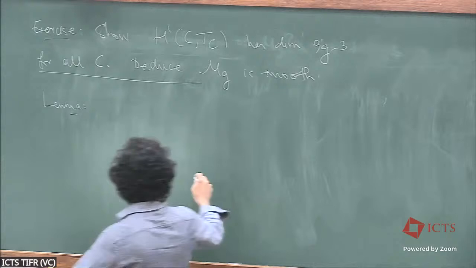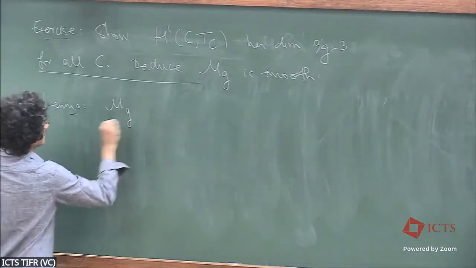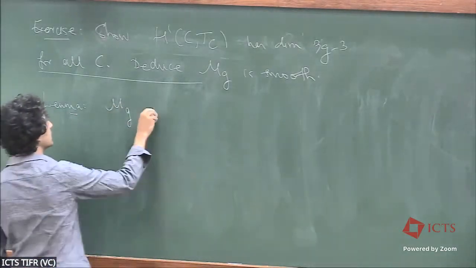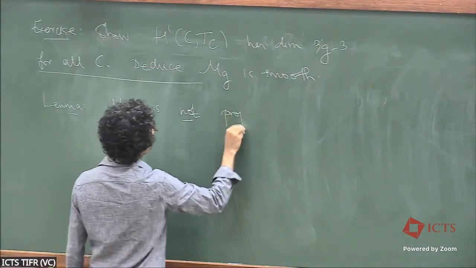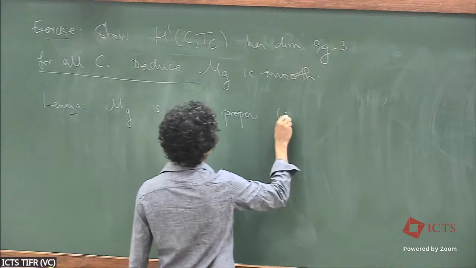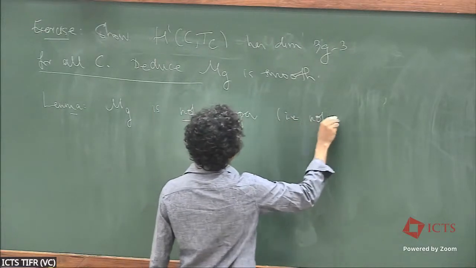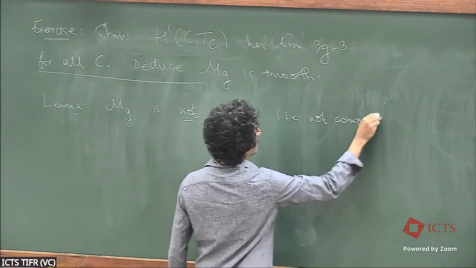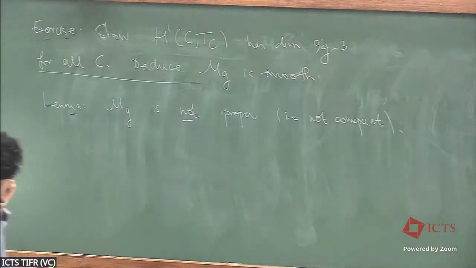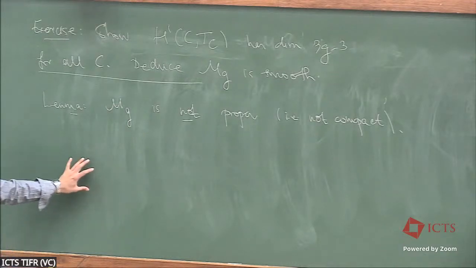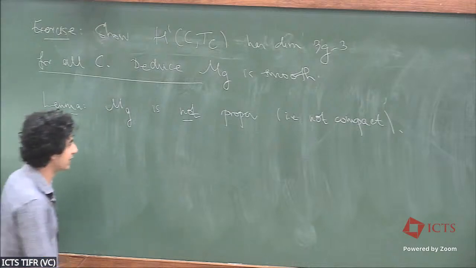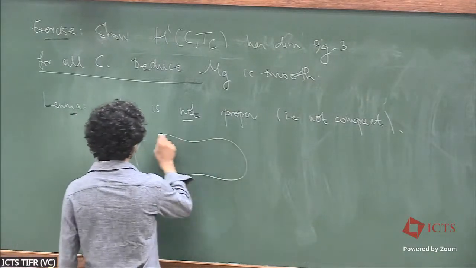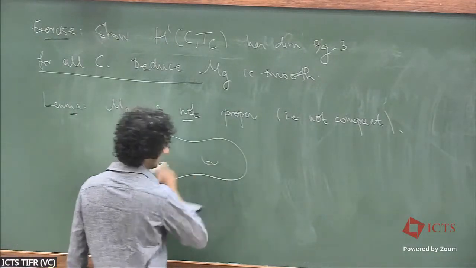Okay, so the lemma I want to state is kind of an elementary fact about mg. Our next fact about mg is that mg is not proper, i.e. not compact in the classical topology. It's a Hausdorff space in the classical topology, but it's not compact. I think this is a fairly intuitive fact, but it's actually a little bit tricky to give a complete argument here.